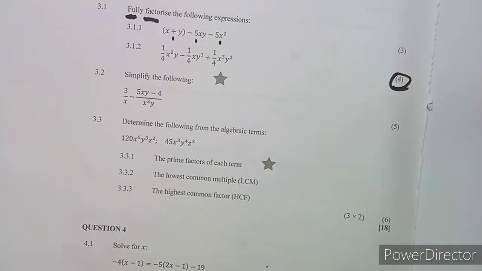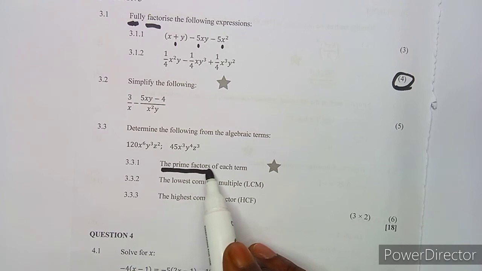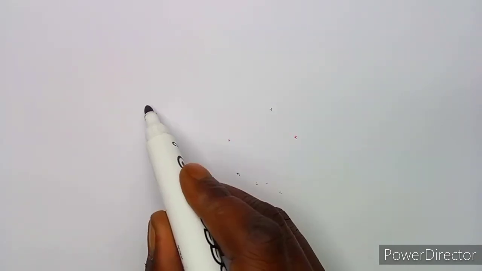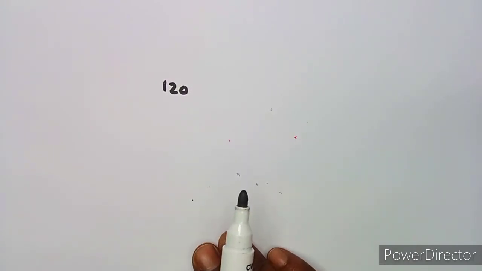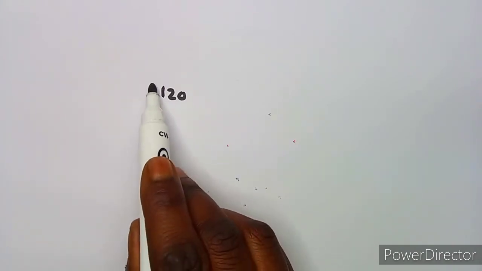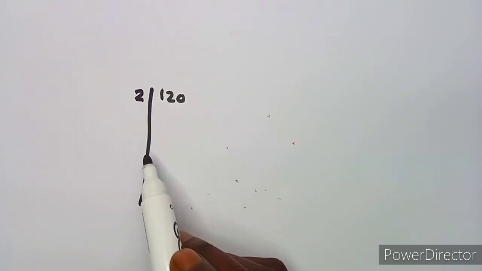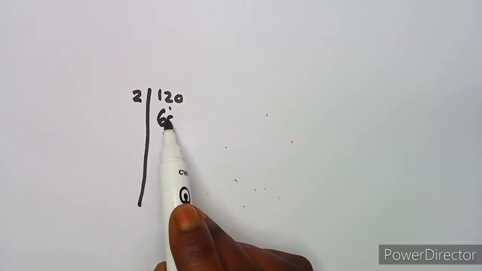So on the first question, you're asked to determine the prime factors of each term. So you've got this term here and this term. So the prime factors, guys, remember, if you are given 120 to express as a product of its prime factors, you have to reduce this number by the smallest possible prime factor, which is 2. So it's 120 divided by 2, which is going to give us 60.